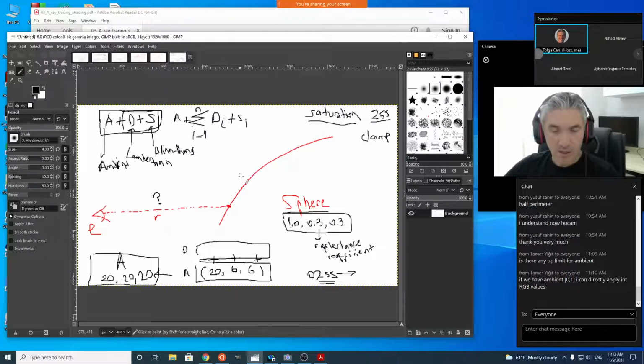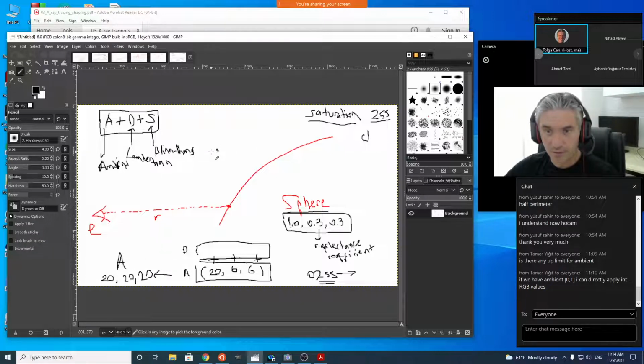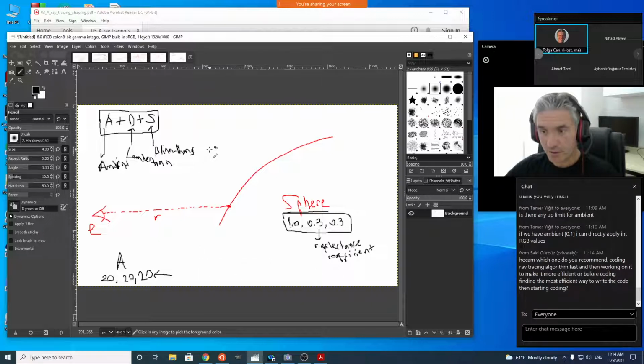Now, I crowded many parts of this slide, so I'm going to erase some parts, because I need to use this figure, this surface, to show you how diffuse is computed, how specular is computed. So I'm erasing these things I have written. But meanwhile, if you have any questions, feel free to ask them. Yes.